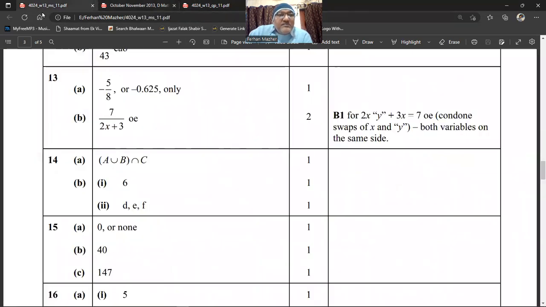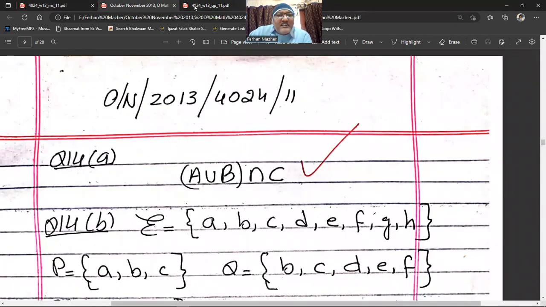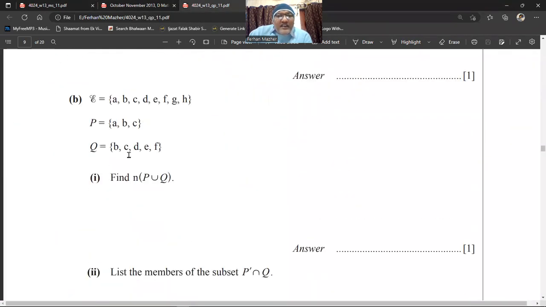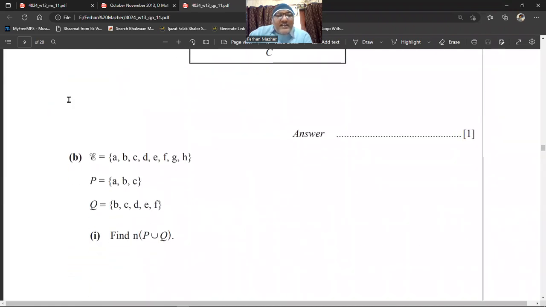This is A union B intersection C. That is the right answer, sir. Okay. Here we have the next question, question number 14, part B.